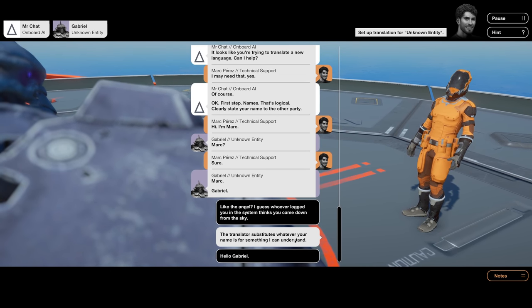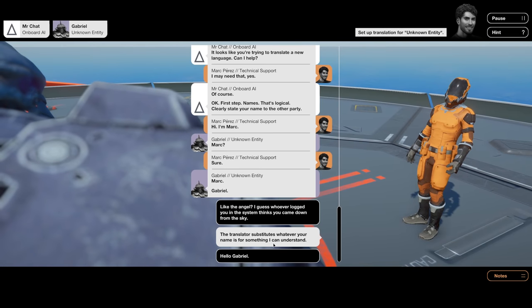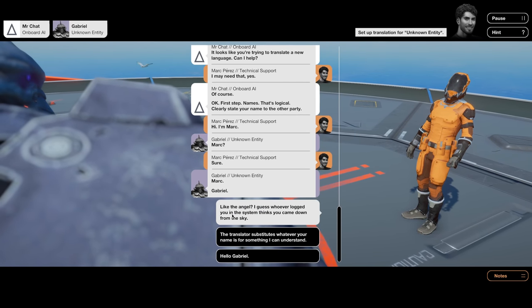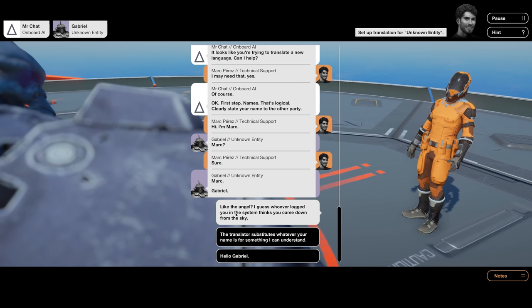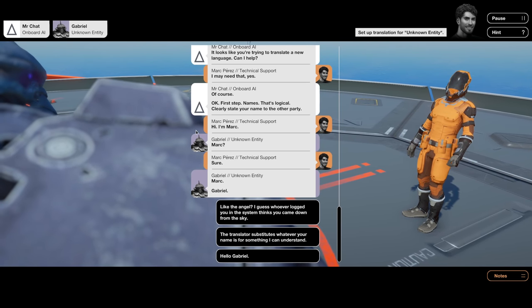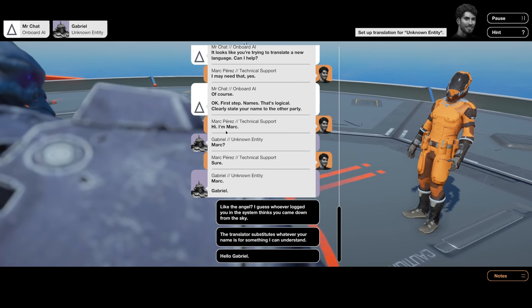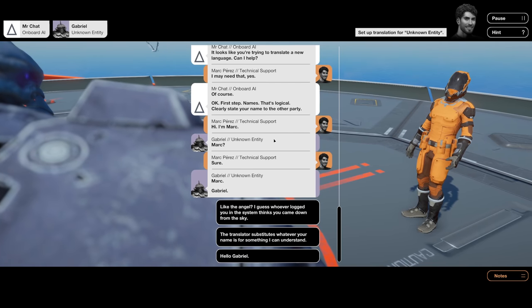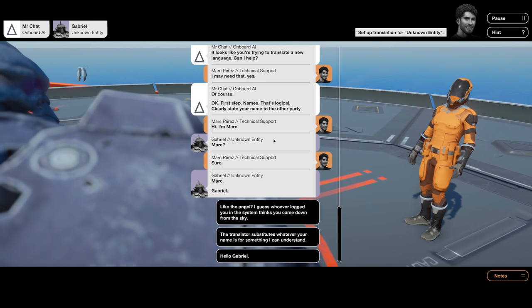Oh, the translator substitutes whatever your name is for something I can understand. Okay. Wait, does that make any... Okay, so it pre-generated the name of the entity, and then just kind of backfilled it in when they told me their actual name? Okay, that's kind of weird.